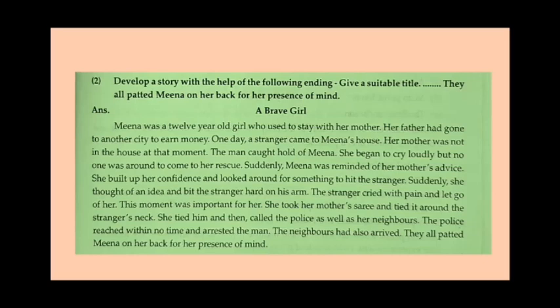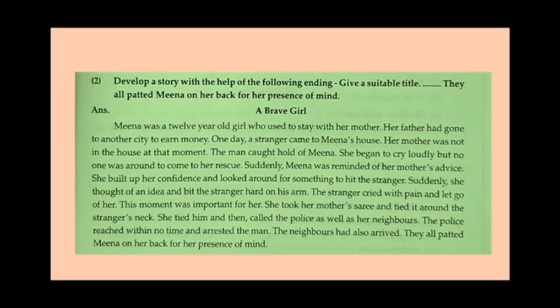One day, a stranger came to Meena's house. Her mother was not in the house at that moment. The man caught hold of Meena. She began to cry loudly, but no one was around to come to rescue her. Suddenly, Meena was reminded of her mother's advice. She built up her confidence and looked around for something to hit the stranger. Suddenly, she thought of an idea and hit the stranger hard on his arm. The stranger cried with pain and let go of her.